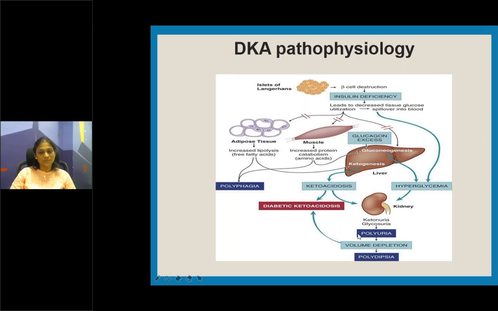This results in osmotic diuresis, polyuria, and this polyuria causes volume depletion. Because of this volume depletion, the thirst center is activated and there is significant polydipsia. When this goes on for a long time and the attempt of the alkali reserve to maintain a normal pH is lost, then they start manifesting with DKA, that is diabetic ketoacidosis.